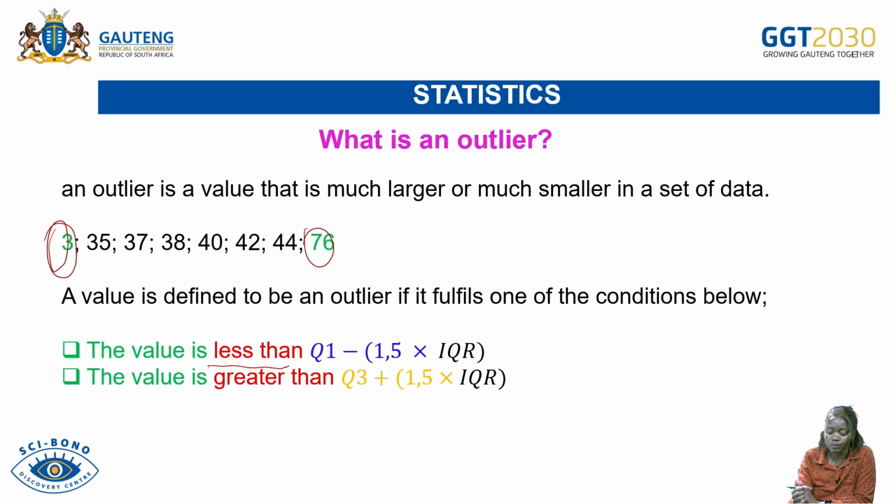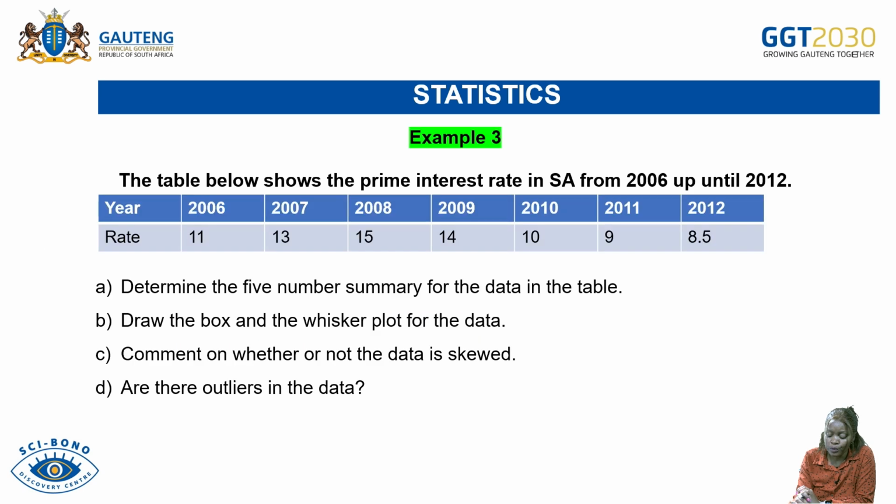So it's better if you just use these two formulas, which are the lower quartile minus 1,5 times the interquartile range, and the upper quartile plus 1,5 times the interquartile range, right? So we can use those two formulas to find our outliers. So let's look at example number 3.